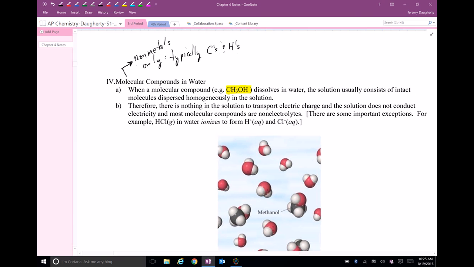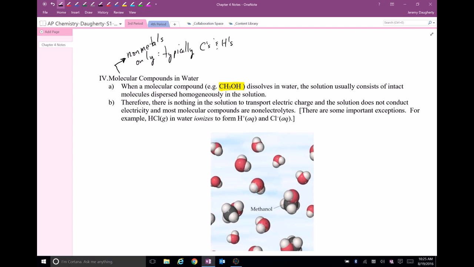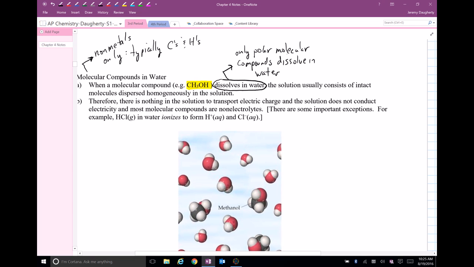Some of them dissolve in water, and the ones that dissolve in water are the ones that are really polar. So let's just make a note here. Only polar molecular compounds dissolve in water. So if I have something like, let's say pentane, which is a C5H12, that's going to be nonpolar. And again, we'll get into polar and nonpolar later on. I'm just letting you know that's nonpolar. So that's not going to dissolve in water. So since that's nonpolar, it does not dissolve in water.